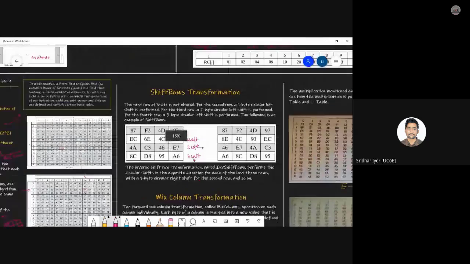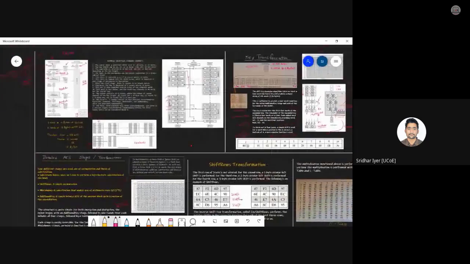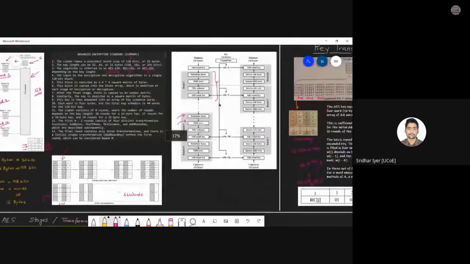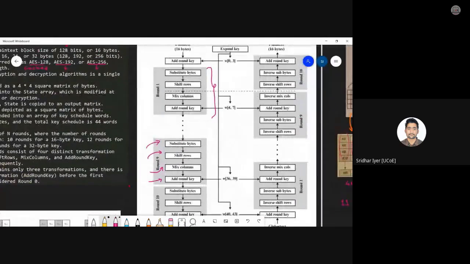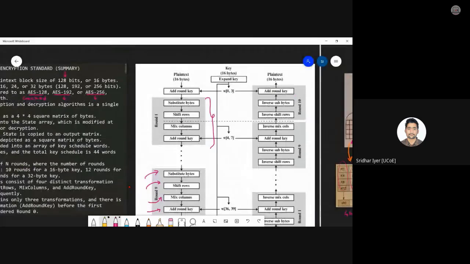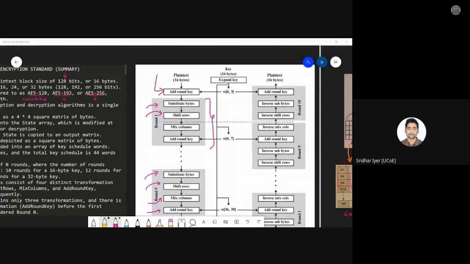Any doubts with the first two transformations? If you're having any doubts, do let me know. We have completed two transformations, that is substitute bytes and shift rows. But you haven't asked me yet about this add round key. Any confusion? Any doubts? How are we going to add it? Any confusion regarding this?